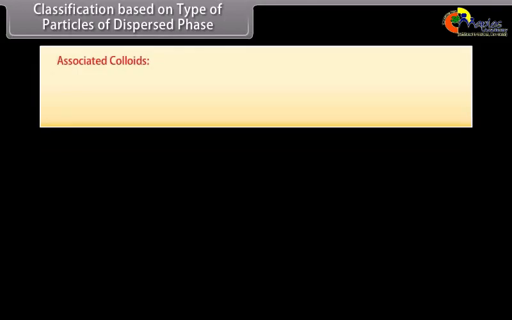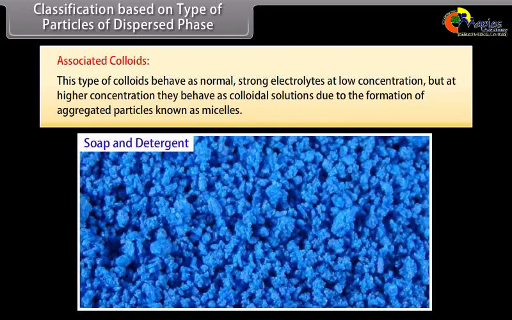Associated colloids: this type of colloids behave as normal, strong electrolytes at low concentration, but at higher concentration, they behave as colloidal solutions due to the formation of aggregated particles known as micelles. For example, soaps and detergents.